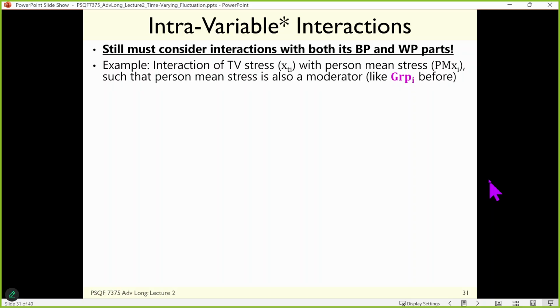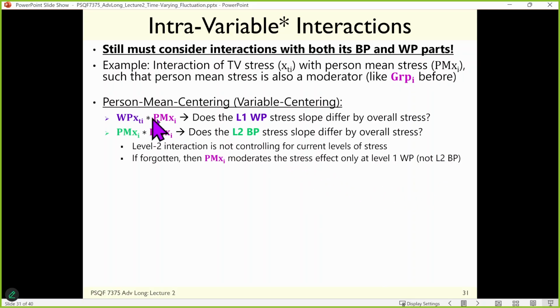How about intra-variable interactions? Have you thought of those? I know, right? Among the parts of the same variable. So I can have the 2 parts interact. So I could have within person by between person, in person mean centering, and that would be, does the effect of more stress than usual depend on how much stress you tend to have? Between person trait interacting with the within person state. And if I follow the pattern of allowing moderation to happen at both levels, it works out to be a squared term.